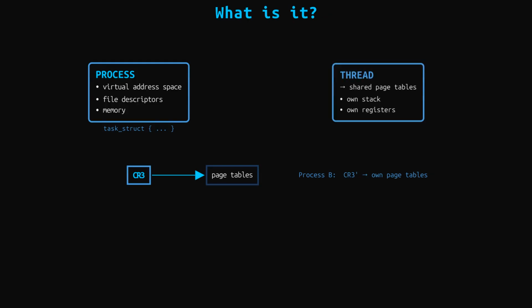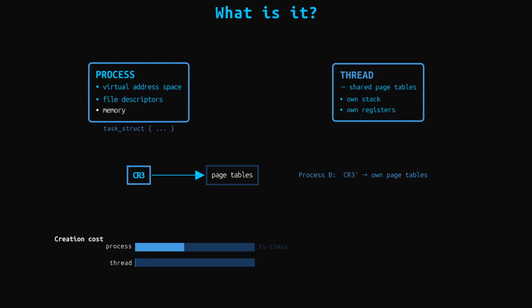A thread is just another task struct but created with one key difference. It shares the same page tables as its parent. Same heap, same globals, same file descriptors. The only things it owns are its stack and its CPU registers. Creating a process means copying the entire page table tree. That takes time, and it scales with how much memory your process uses. Creating a thread skips all of that. It just sets up a stack and points at the same address space. That's why thread creation is 10 to 30 times faster.